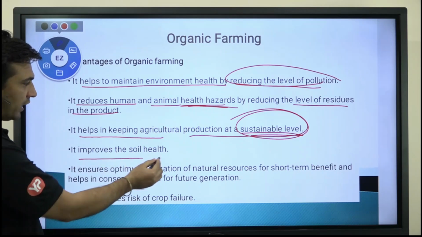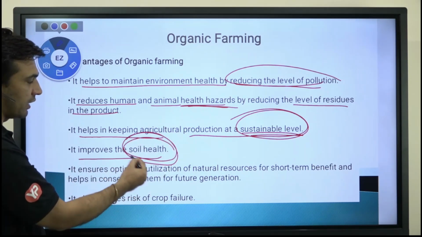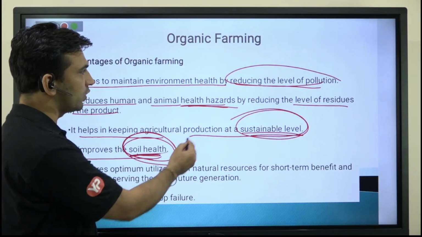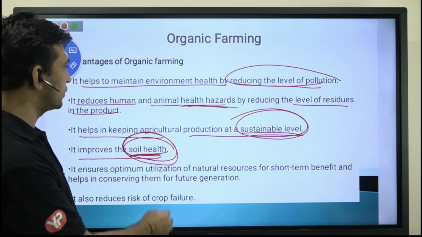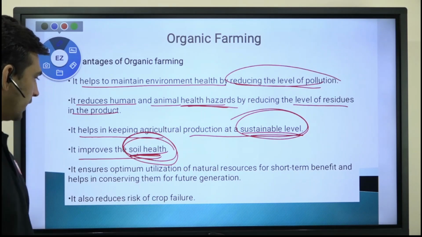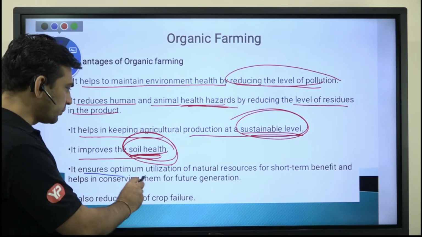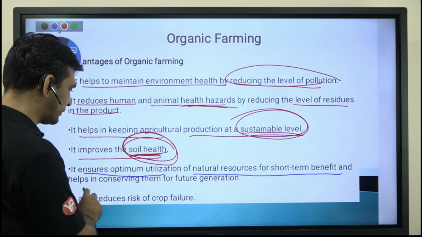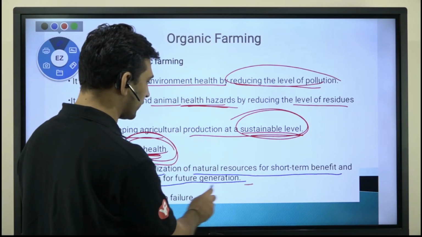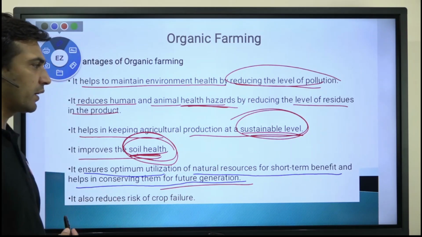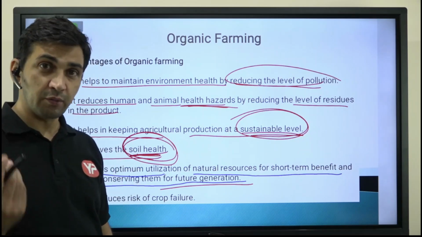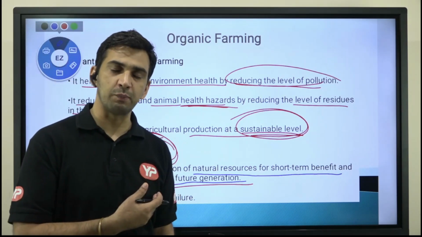It improves the soil health. Obviously, pollution level कम किया आपने, डिग्रेड होने से बचाया, तो soil health improve हुई. Soil health improve हुई तो obviously the health of all those who are associated with it is going to be improved. It ensures optimal utilization of the natural resources for the short-term benefits and helps in conserving them for the future generations. Obviously, तो आप क्या कर रहे हो? Not only sustainable development हमने discuss किया. Sustainable development क्या है? This becomes a part of sustainable development only, right?